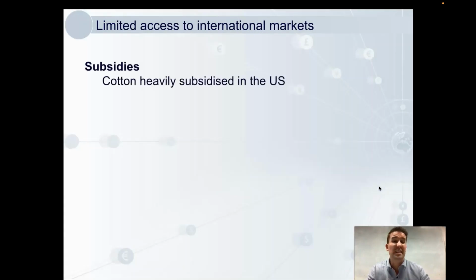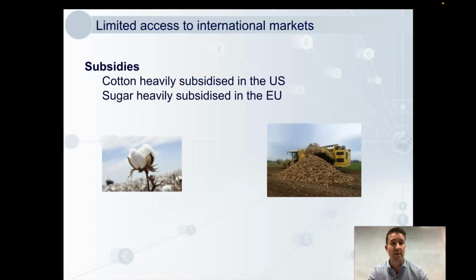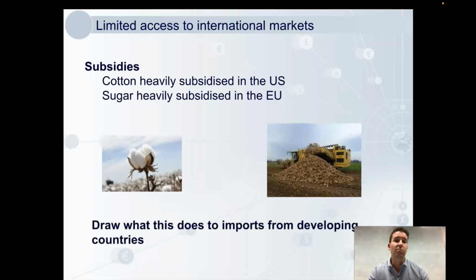There are also a lot of subsidies that limit their access. So, for example, cotton, heavily subsidized in the US, sugar, heavily subsidized in the European Union. What that means, very hard for these countries to compete. Now, we can draw this on an international trade diagram. We can show how they can have access. So we'll do that and I'll have a look in class.